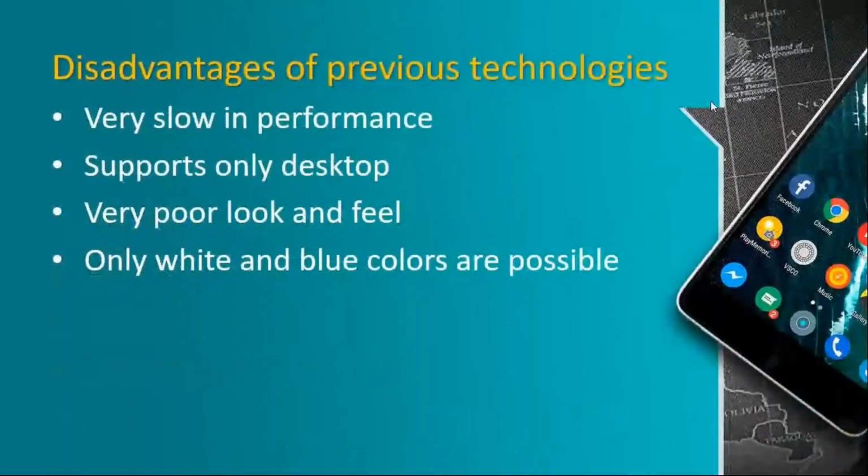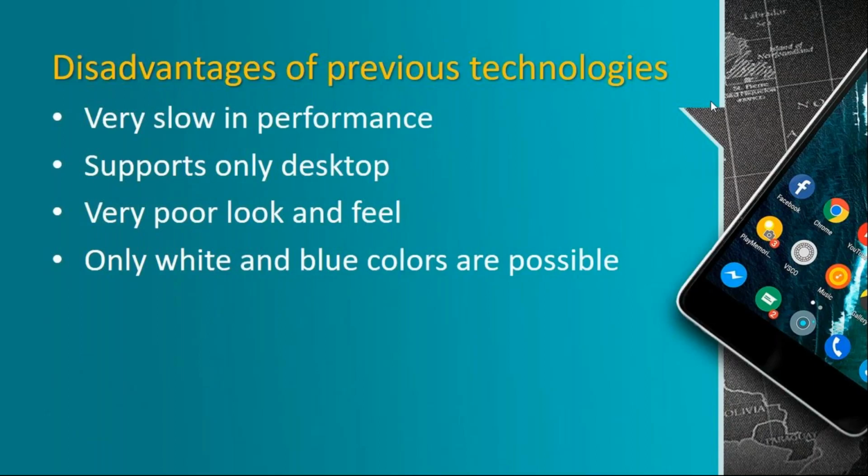Now why were those technologies ruled out, and why did SAP come with this latest technology called SAP UI5, and why is it developing all the applications in SAP UI5 only? The reason is the previous technologies are performance wise very slow, and they support only one device, that is a desktop. If you try to run the application on mobile, they don't run. Half of the screen will be cut, and you can't see the remaining half. And they have a very poor look and feel.